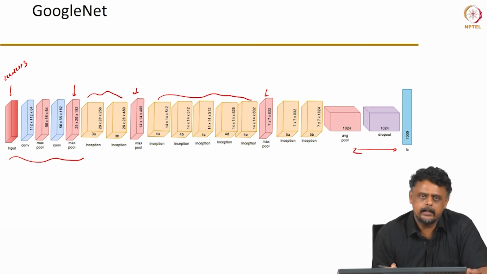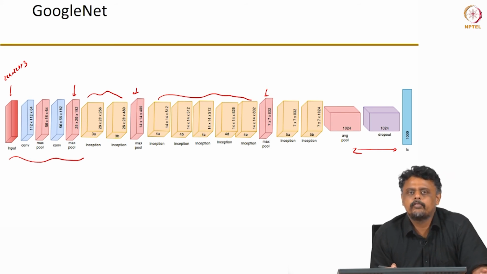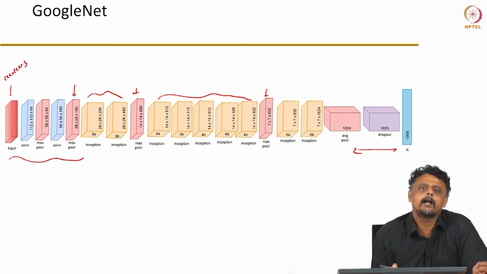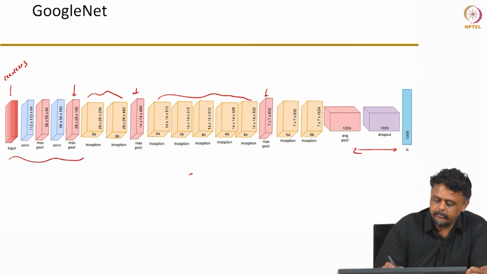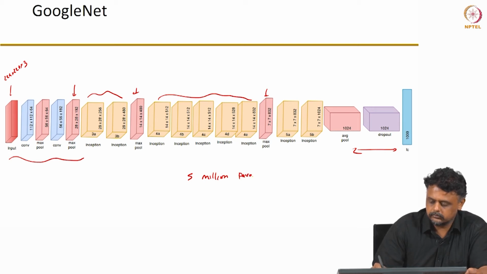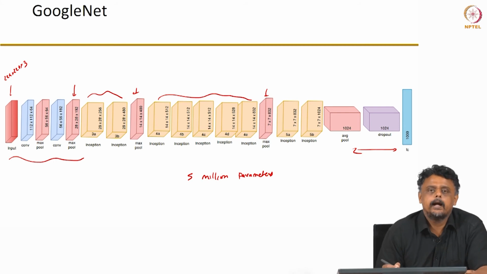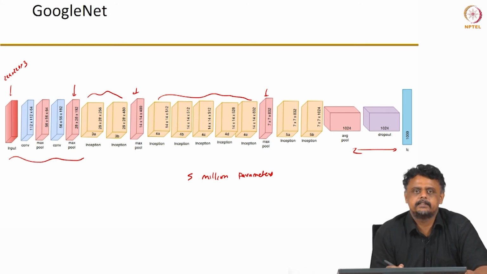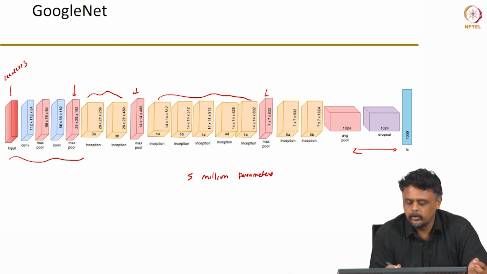We will just walk through one inception module, that is 3A, and see the savings in the number of computations by using a 1 cross 1 bottleneck to reduce the number of feature maps. So, this is a 22 layer network, but it had very few parameters, about 5 million. It won the 2014 ImageNet challenge with a top 5 error rate of about 7%, slightly better than VGG, but with a much smaller number of parameters.